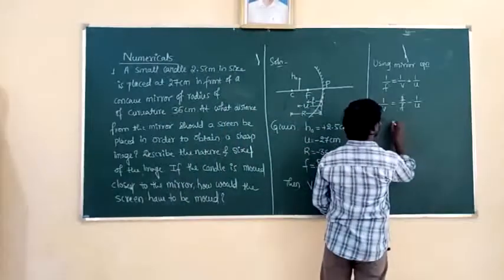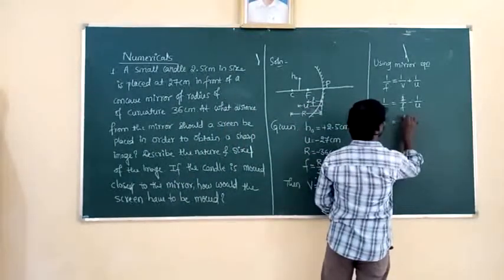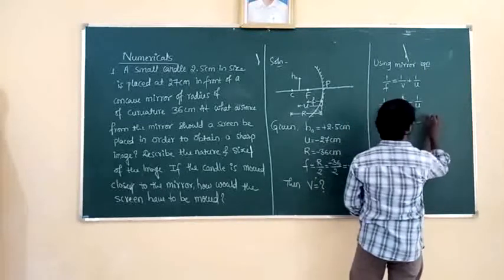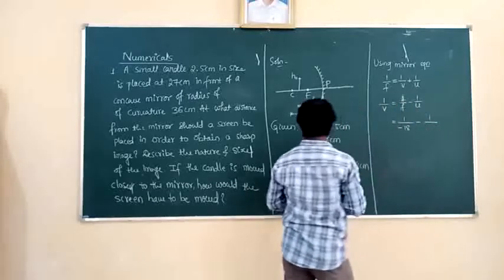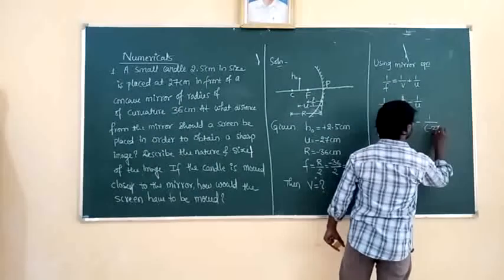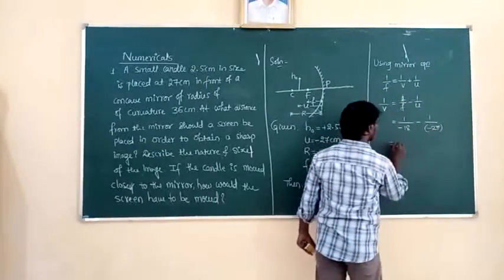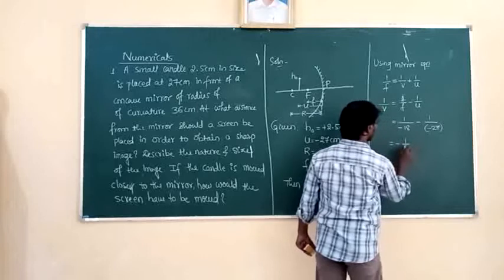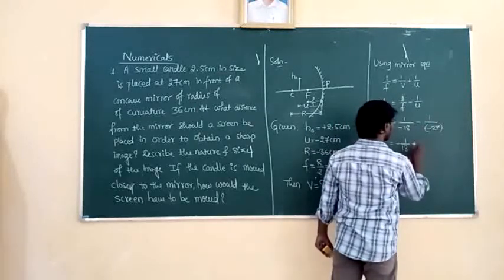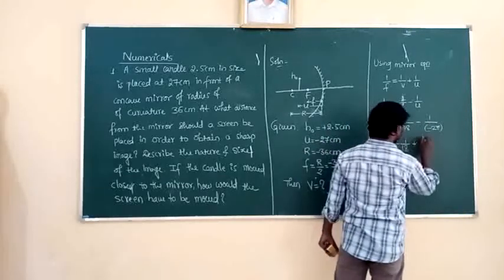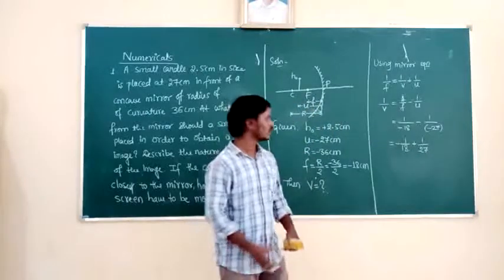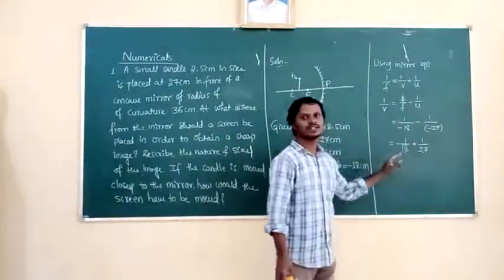So what is f given? Minus 1 by minus 18 centimeter. Then minus 1 by u. What is u? u is minus 27 centimeter. So it is minus 1 by 18, and then minus by minus is plus, so plus 1 by 27. Take the LCM. LCM is 27 times 18, that is 486.